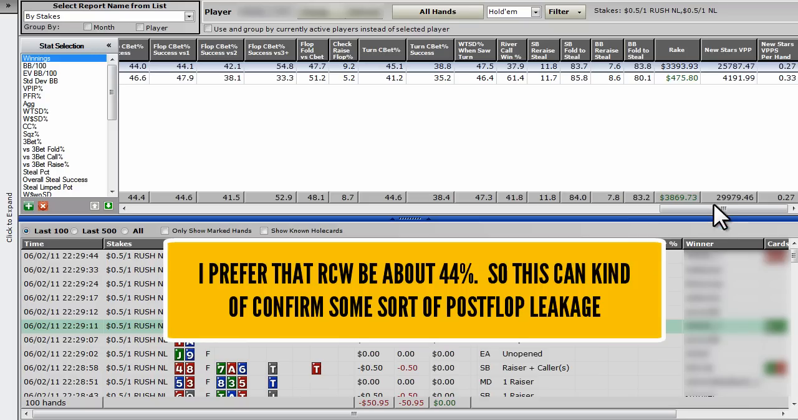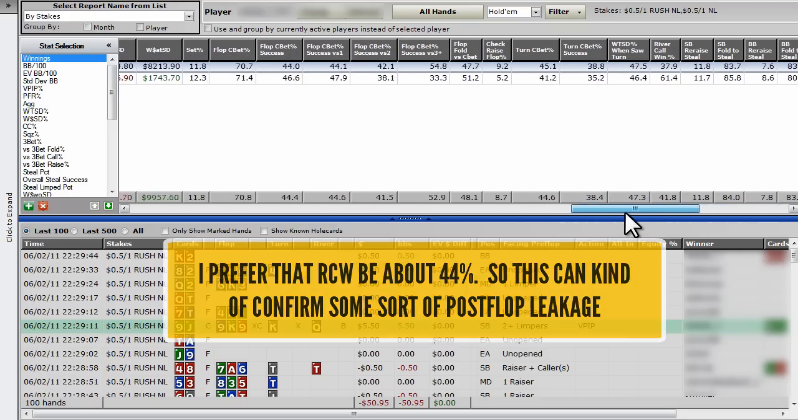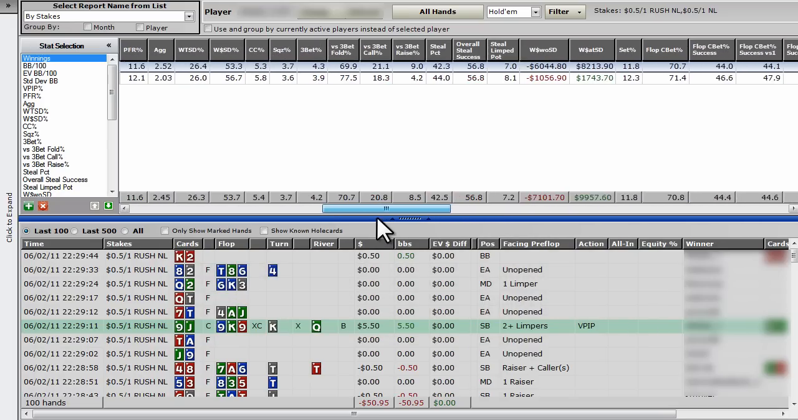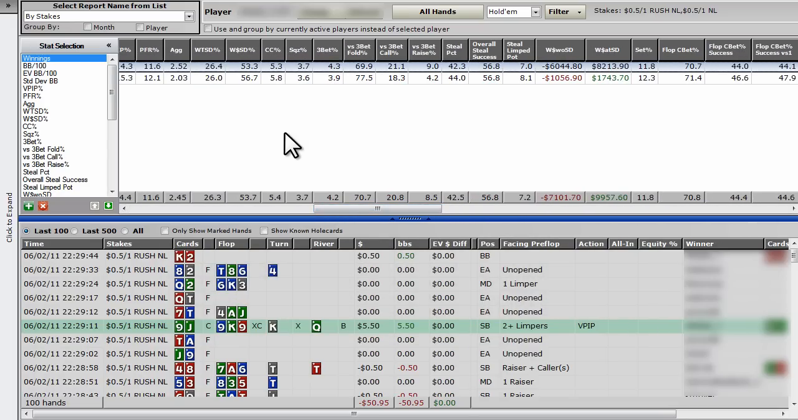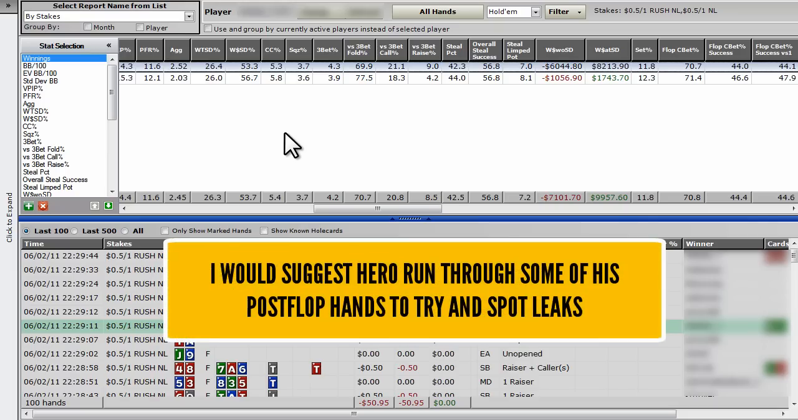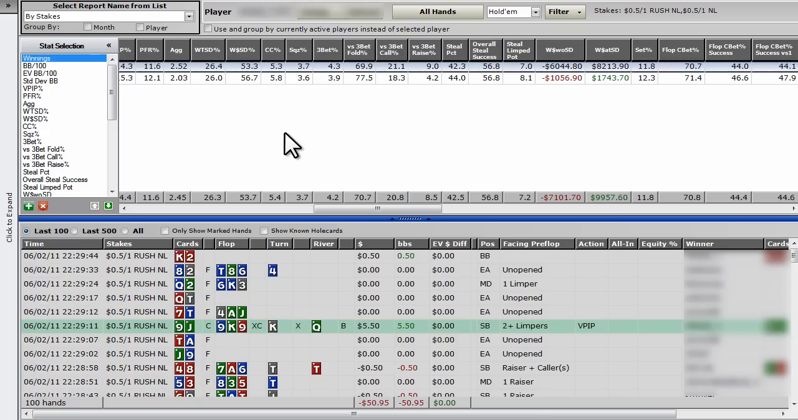So I think that he probably has a little bit of a station issue post-flop, and obviously we all know that will get us killed in a heartbeat. So I think he would be much better off spending some time going through his post-flop hands, making sure that he's being disciplined and finding the fold button when he needs to, and also not missing value bets, of course.